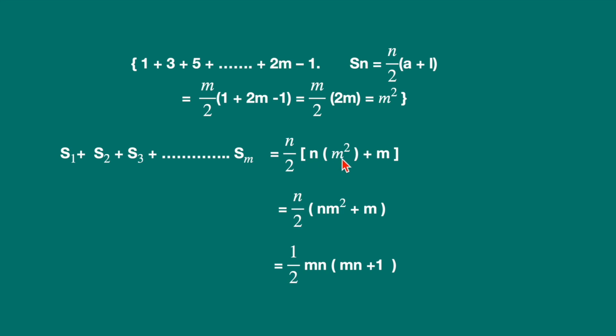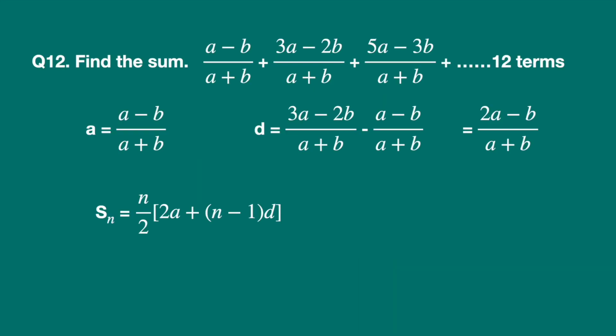So you will get n into m square plus m like this. Open the bracket, you will get like this. So here you can take out m common. So 1 upon 2 mn into mn plus 1. So this is the RHS. LHS is equal to RHS.